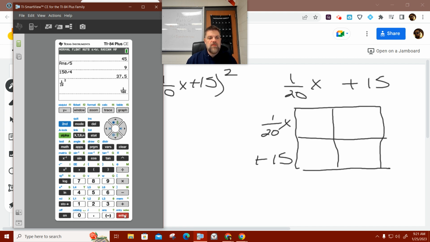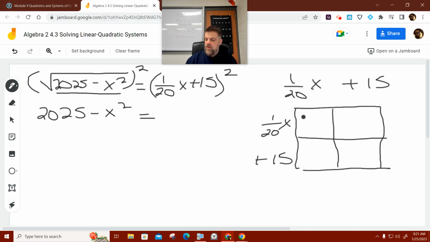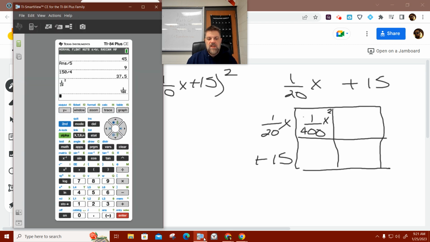Yeah, it should be 1 over 400. So if you want to leave it as a fraction, I'm just going to say 1 over 400. And then we have these two x's. So x times x is x squared. Now we do the same thing with the 15. I think it's going to be 3/4 x, but let's see.